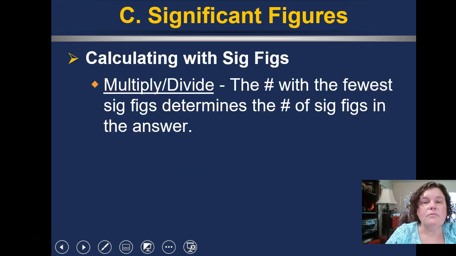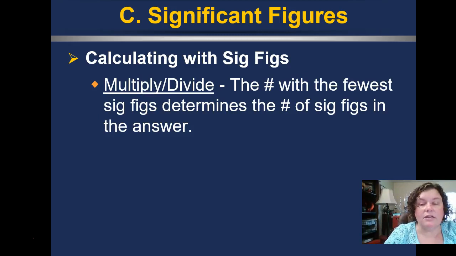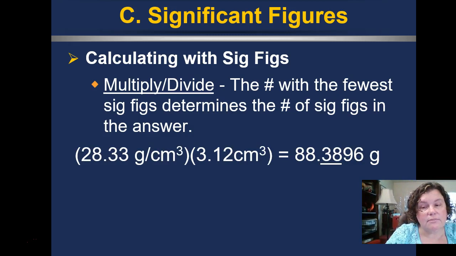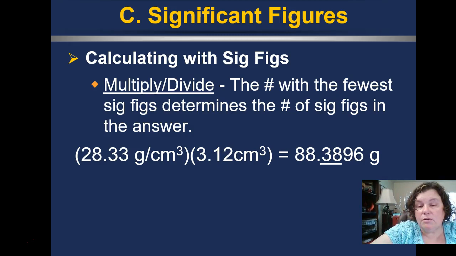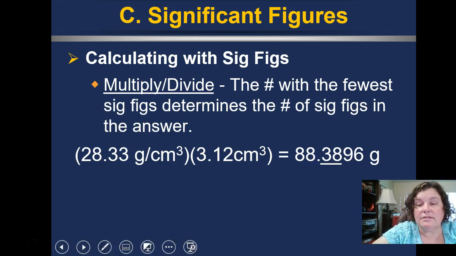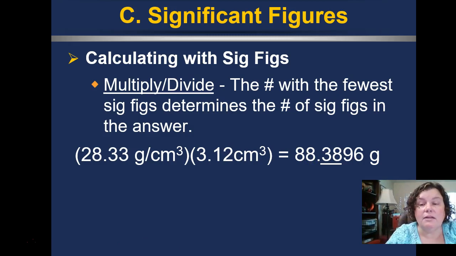Okay. Now, when we go to multiply and divide, you get to use your handy calculator. And when we calculate with significant figures, especially with multiplication and division, what we need to look for is the number with the fewest significant figures. And that determines how many significant figures we can use in our answer. So let's take a look at this problem here. If we have 28.33 grams per centimeter cubed, and then we multiply it by 3.12 centimeter cubed, we get a calculator answer that looks like this. 88.3896 grams. That's too many. We do not need that many numbers.